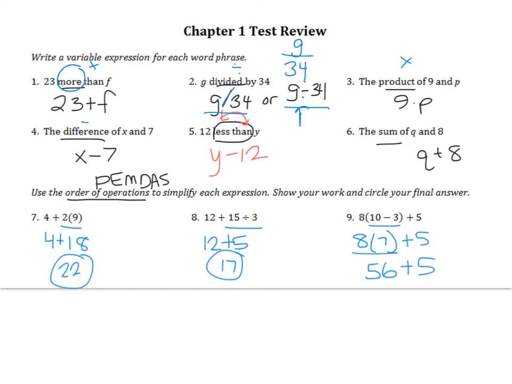Difference means subtract. Less than is the one where we switch the order. So even though it's red, 12 minus y, less than means you switch the order. The sum means add. And when it says use the order of operations, you have to do parentheses, then exponents, then multiply and divide from left to right, and then add and subtract from left to right. So the answers are 22, 17, and 61.